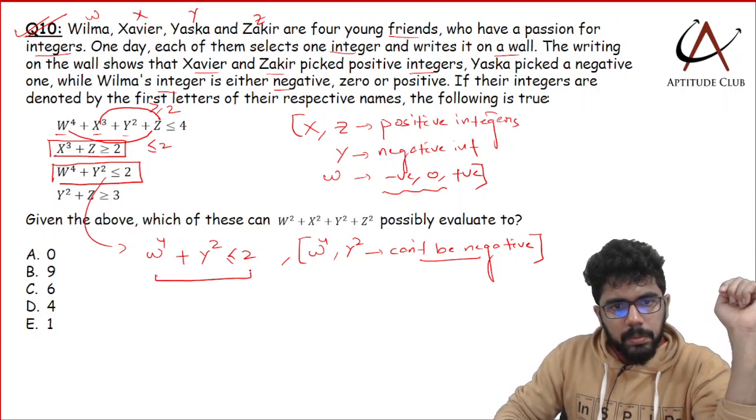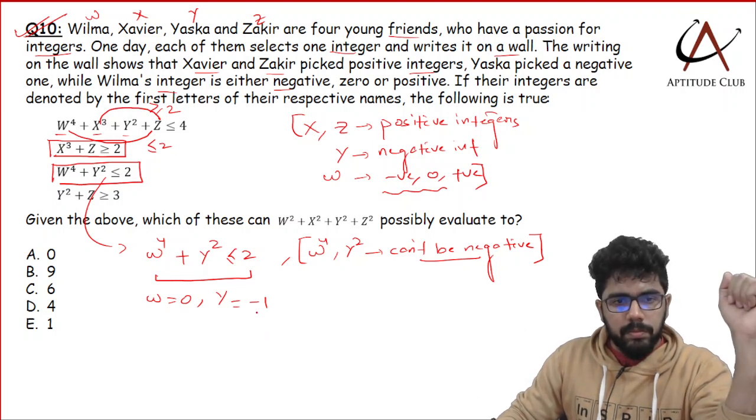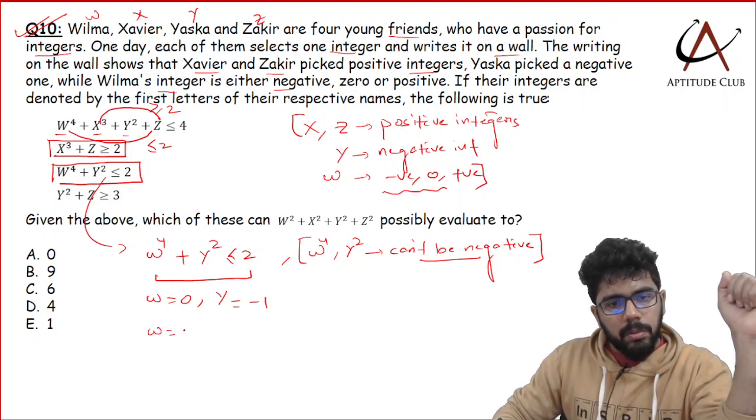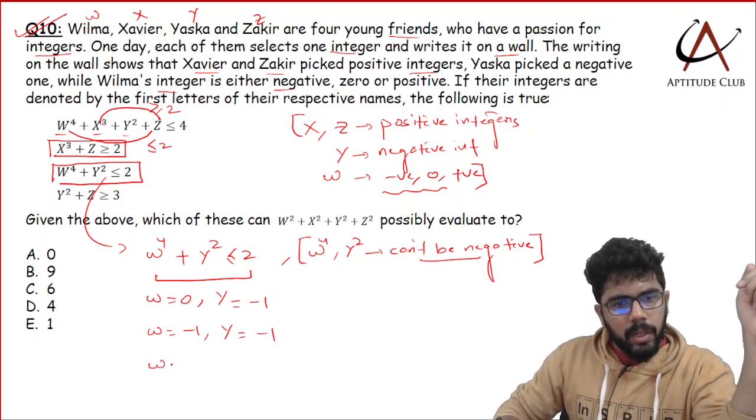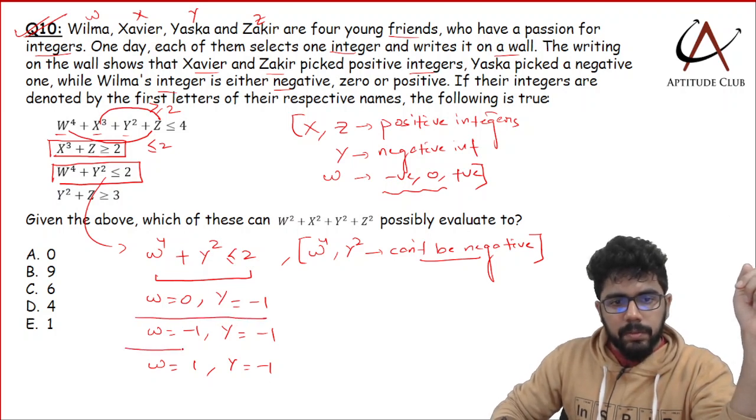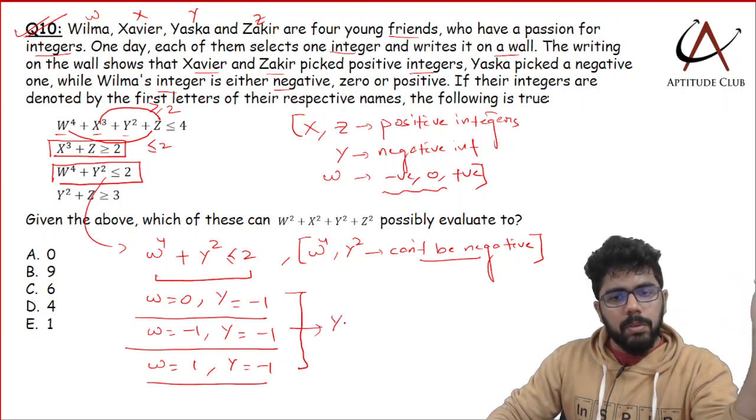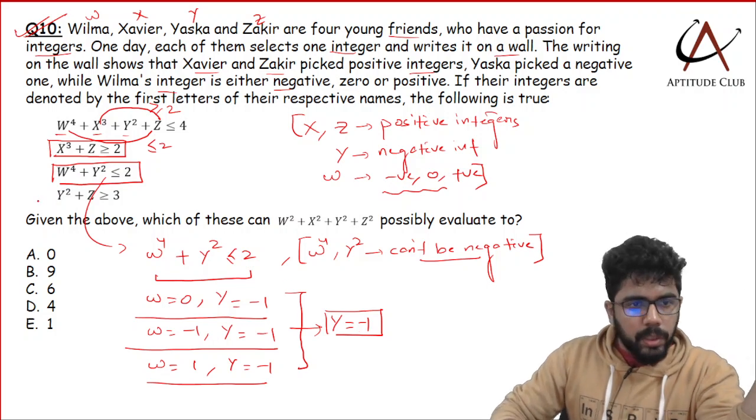So what can be my possibilities here? I can take w as 0 and y is a negative integer, so I can take y as -1, that is possible. Or I can take w as -1 and y as -1, this is also possible. Or I can take w as 1 and y as -1, but y has to be negative, so y -1 होगा ही होगा. So from these three statements alone, although I couldn't uniquely say what w is, but y is definitely -1.